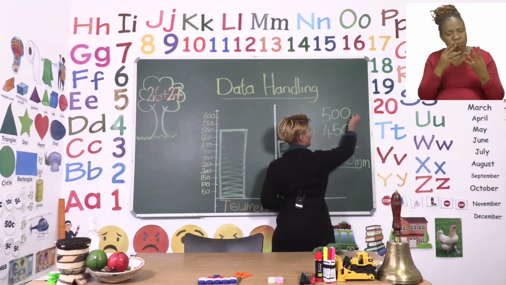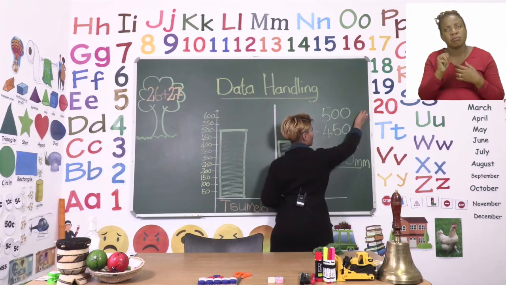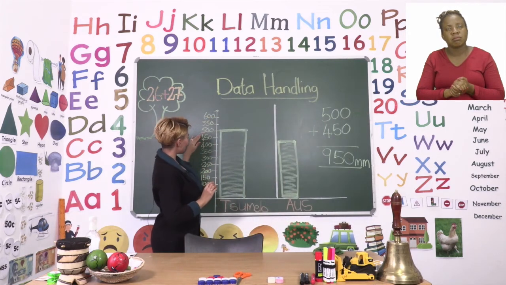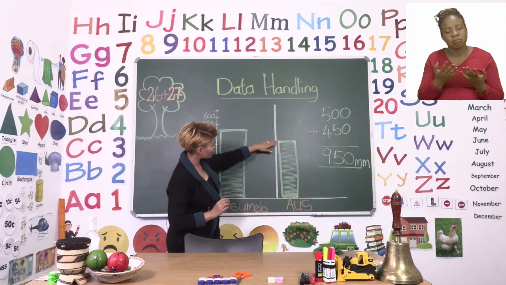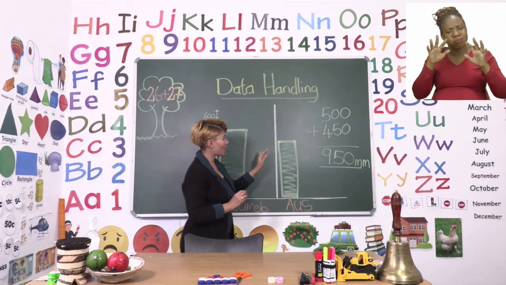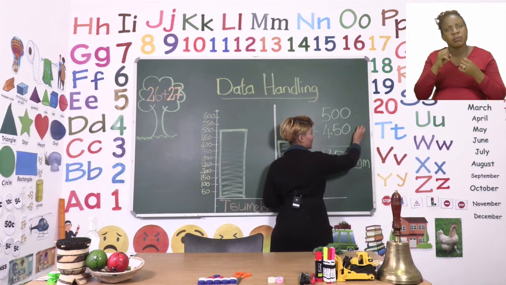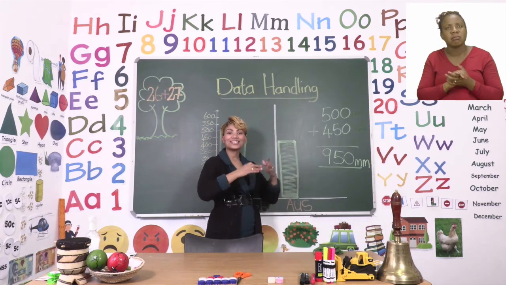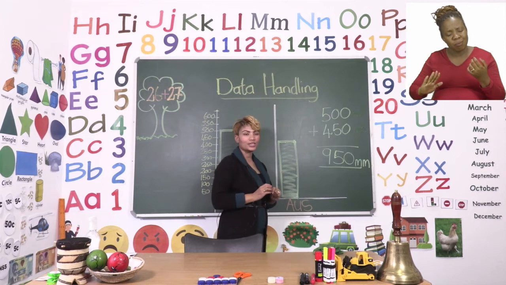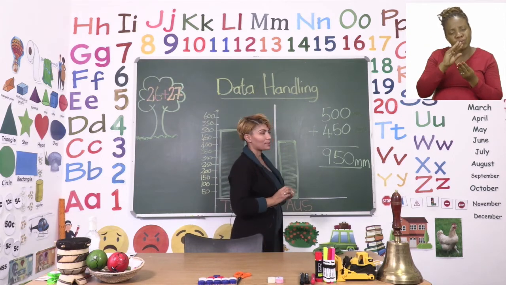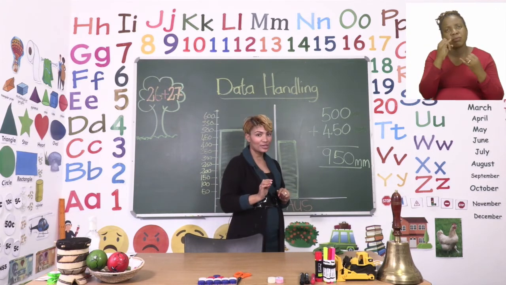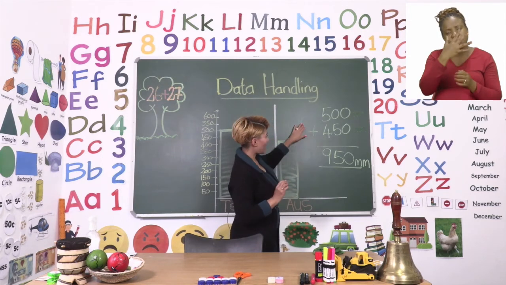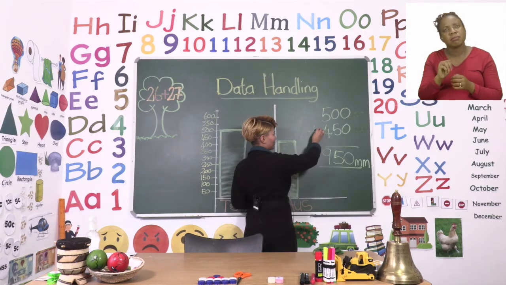500 millimeters. Always remember the measurement. And then we look how much rain was received in Aus. 450 millimeters. And now we have to work out the total rainfall for these two towns. That means we have to take our 500 millimeters, 450 millimeters and add them together.